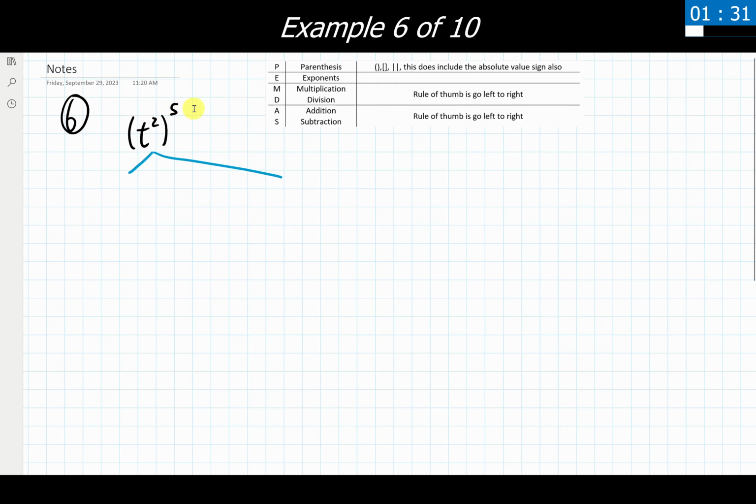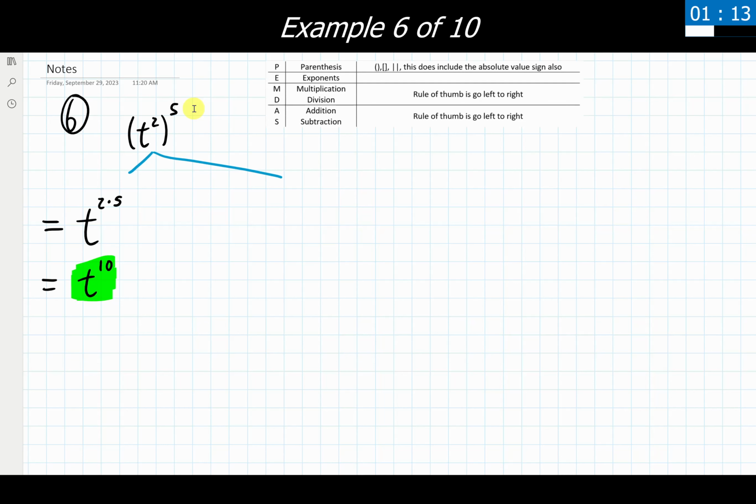If we are going to apply the power rule exactly as it states, we are going to multiply these two exponents together. And my result in doing that, if I were to write that out, would be t to the 2 times 5 power. 2 times 5 is going to give me 10, so I get t to the 10th as my final answer, and I can be done there.